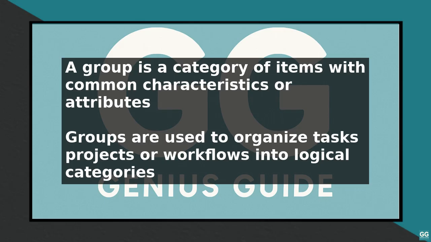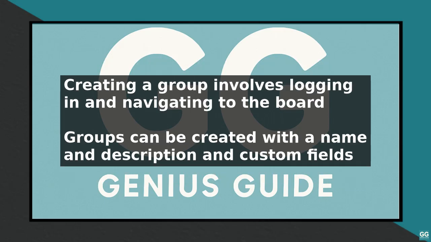Once you have created a group, you can add items to it. For example, if you have created a group called Marketing Campaigns, you can add items such as social media campaigns, email marketing campaigns, or content marketing campaigns to it. You can also add custom fields to your group to track specific information related to the items in the group.